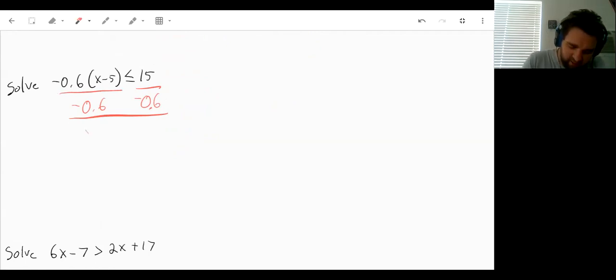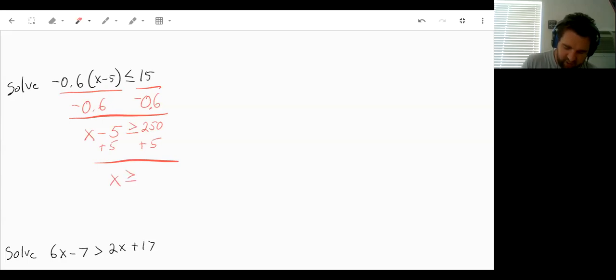So what's left then, on the left side, is just the x minus 5. We're dividing by a negative number, so we have to flip the direction of our sign. And then 15 divided by 0.06 is going to come out to 250. Now we just need to add 5 to both sides. And what's left then is x is greater than or equal to 255.